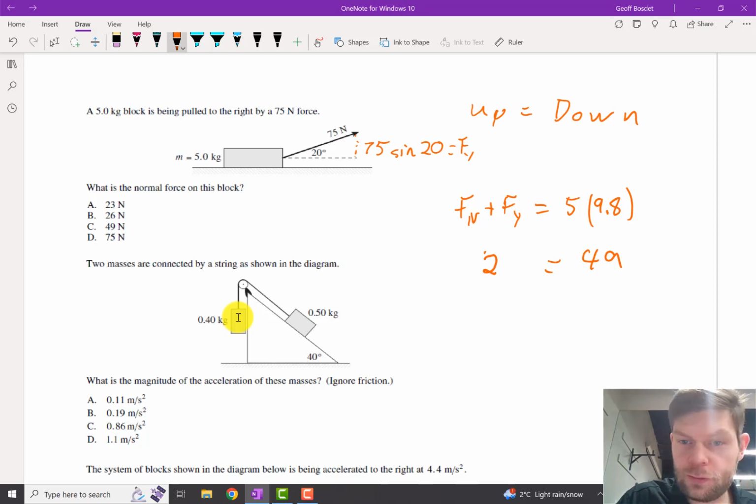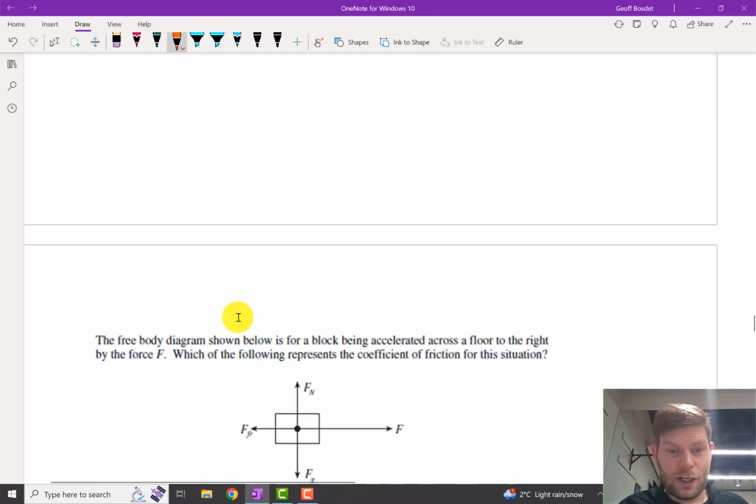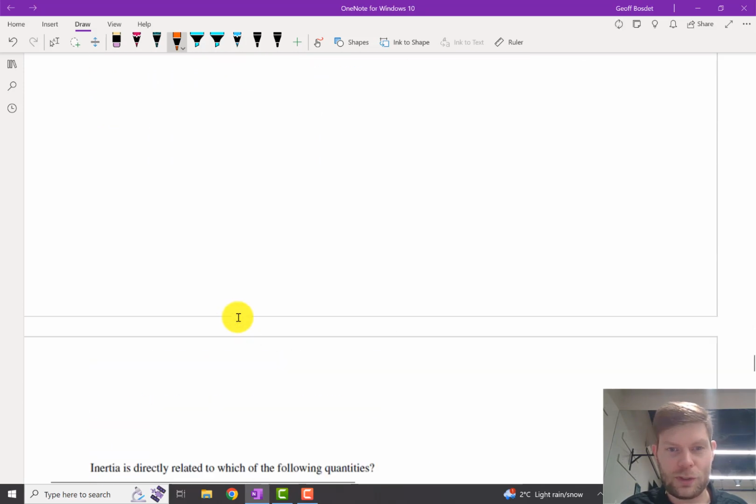It's 25.7. So 49 minus 25.7, or about 26, gives you 23. Yes. And that's your answer. Didn't quite get through it all, but hopefully this was helpful to you.